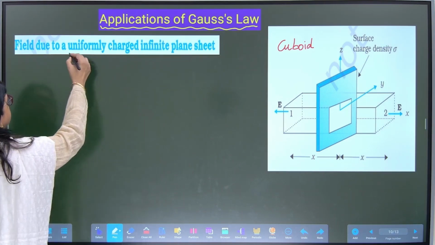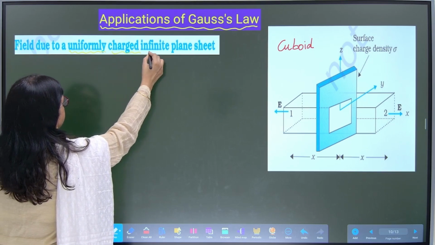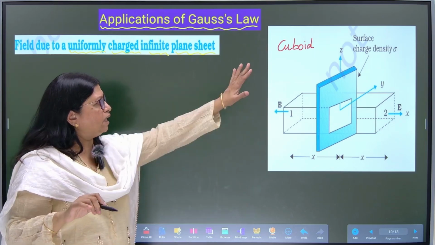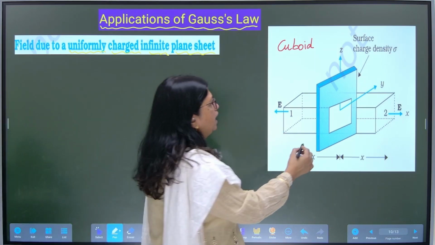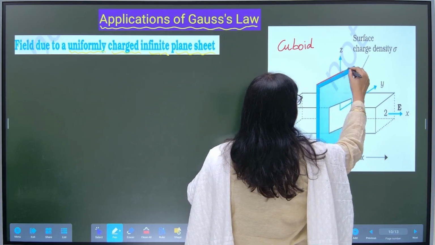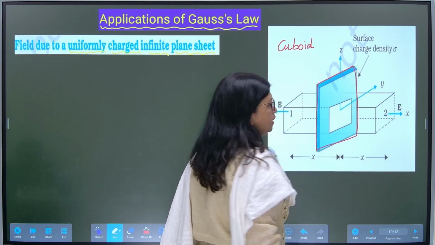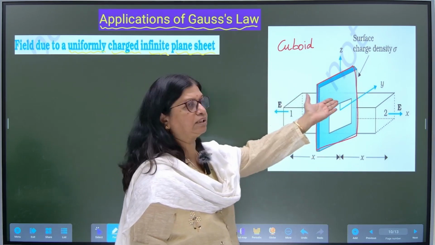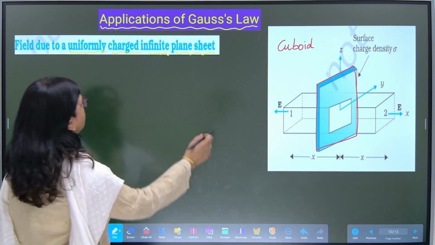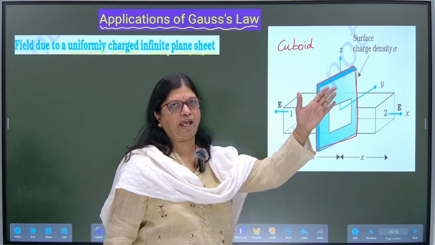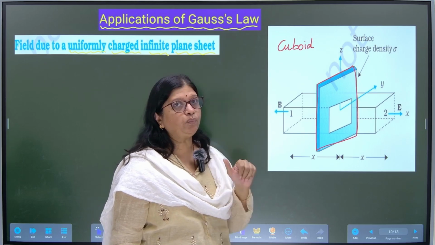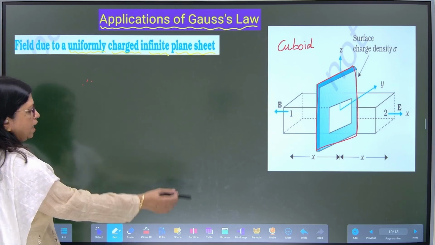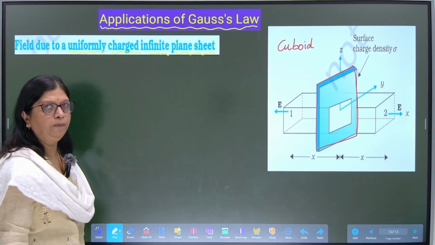Now, let us break these words first. Uniformly charged infinite plane sheet. Uniformly charged, as I told in the previous video, means the charge distribution over the whole sheet is uniform. That means if we consider one section of the sheet, it will have the same charge density as the other section of the sheet. And plain sheet means it does not have any curves. Now we want to find out the electric field due to a uniformly charged plain sheet.